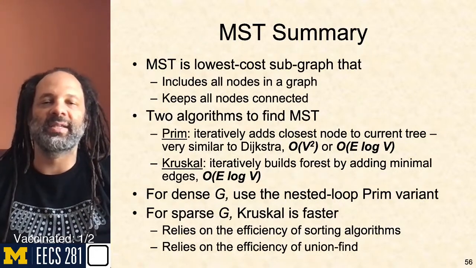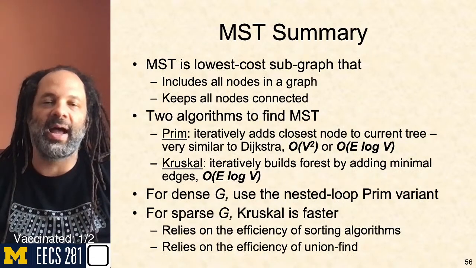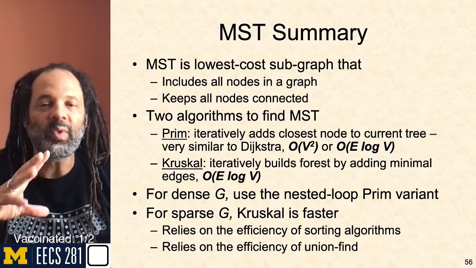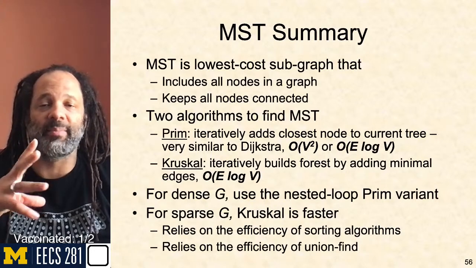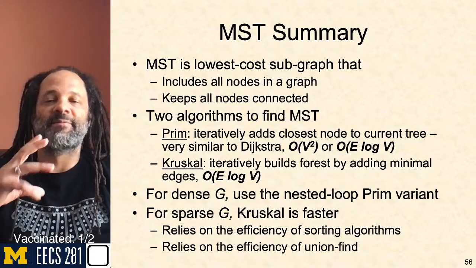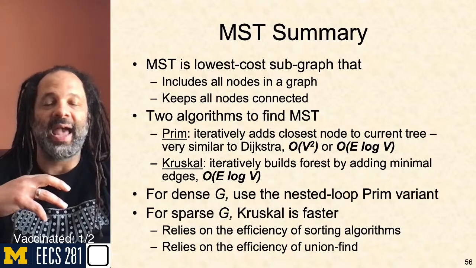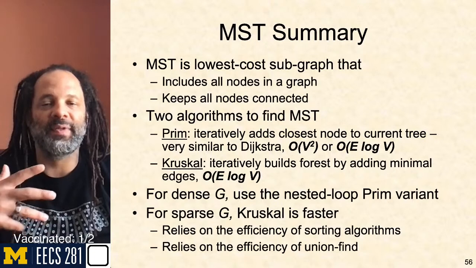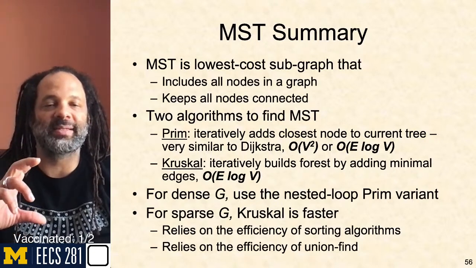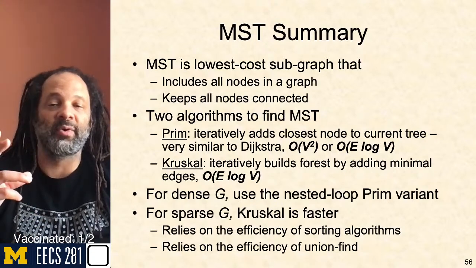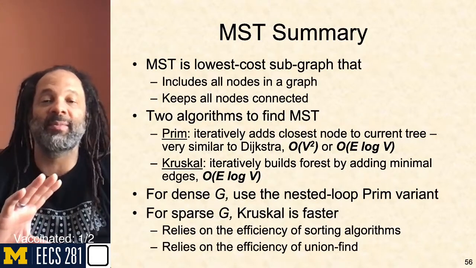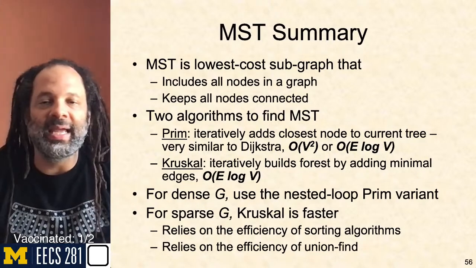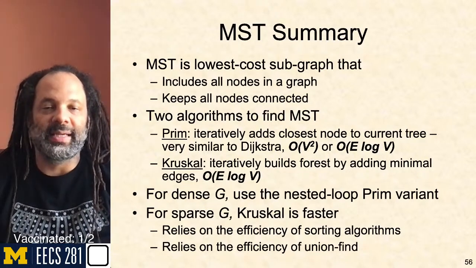Remember that our MST is the lowest cost subgraph that includes all the nodes and keeps everything connected. We looked at these two greedy algorithms. We looked at Prim's algorithm, which keeps finding new vertices to add, and Kruskal's algorithm, which keeps finding new edges to add. Both of them end up getting us to an MST. And if you were to perform a Prim's algorithm and a Kruskal's algorithm, even on the same graph, regardless of how efficient they were time-wise, you would still be getting an identical MST.